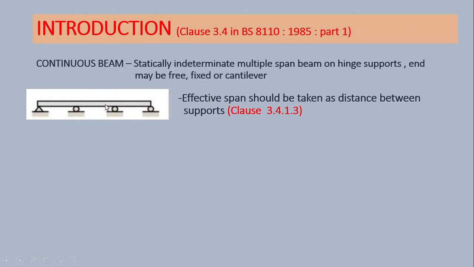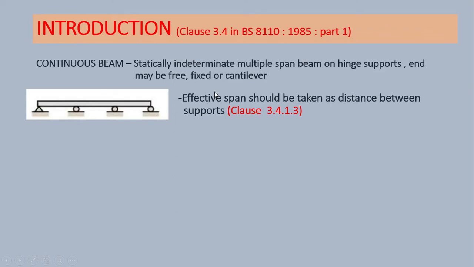And sometimes in here these are roller supports and there it is pin supports. There may be some fixed supports, and also sometimes there may be a free end here. So whatever type of continuous beam it is, in this case we normally calculate the effective span as the distance between supports, from the center of one support to the center of the next support, which is taken as the effective span.